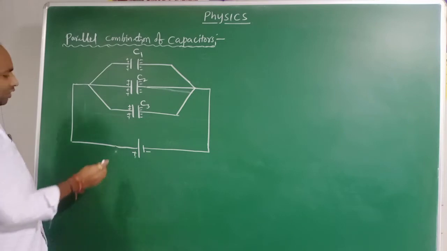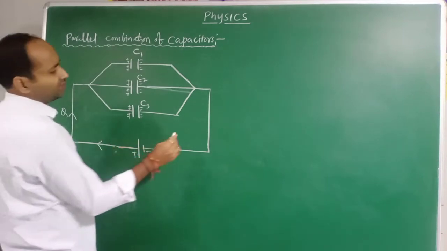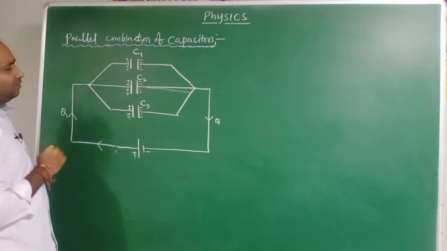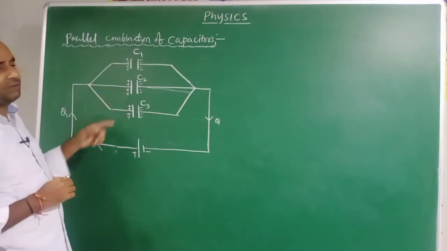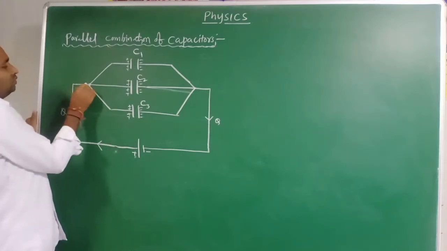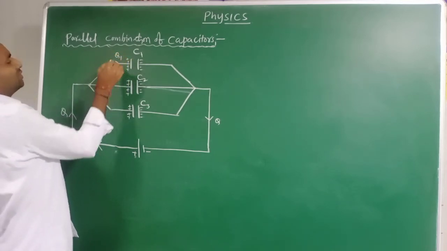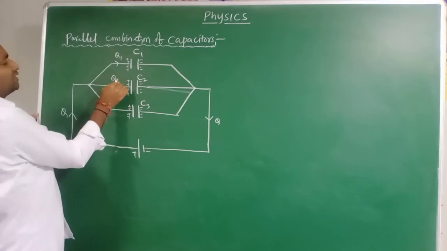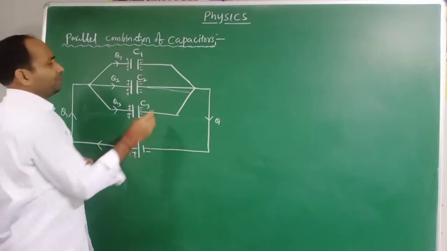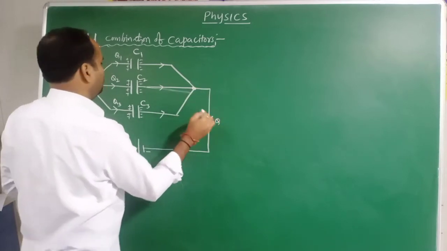Now let us take the charge drawn from the battery as Q. The values of capacitance here will be different: C1, C2, C3. When the charge drawn from the battery is Q, it is divided into three parts. The charge across the first capacitor is Q1, the charge flowing across the second capacitor is Q2, and the charge across the third capacitor is Q3. And again these three are joined at this point, combining to form Q.